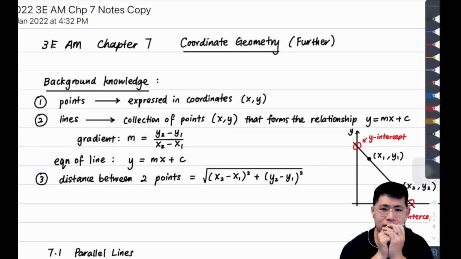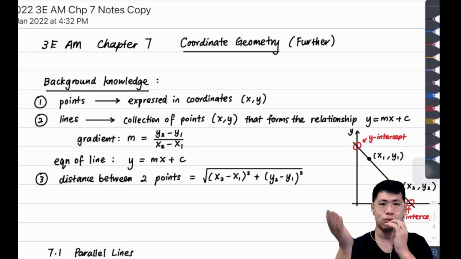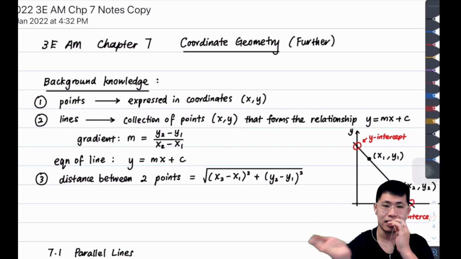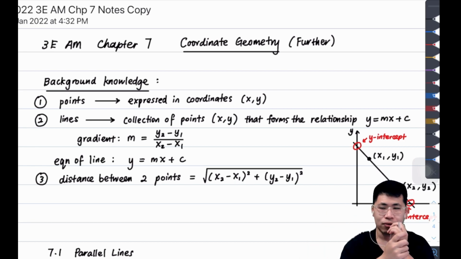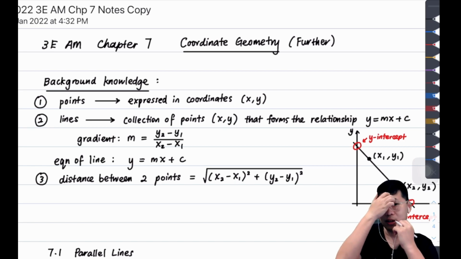Today we're going to enter A Math chapter 7. In chapter 7 we're going to talk a little bit more about coordinate geometry. So what is coordinate geometry again? It is actually to look at shapes, to look at the properties of points, lines, and so on, with the help of a coordinate system. These are some of the background knowledge that we need from A Math and lower sec.